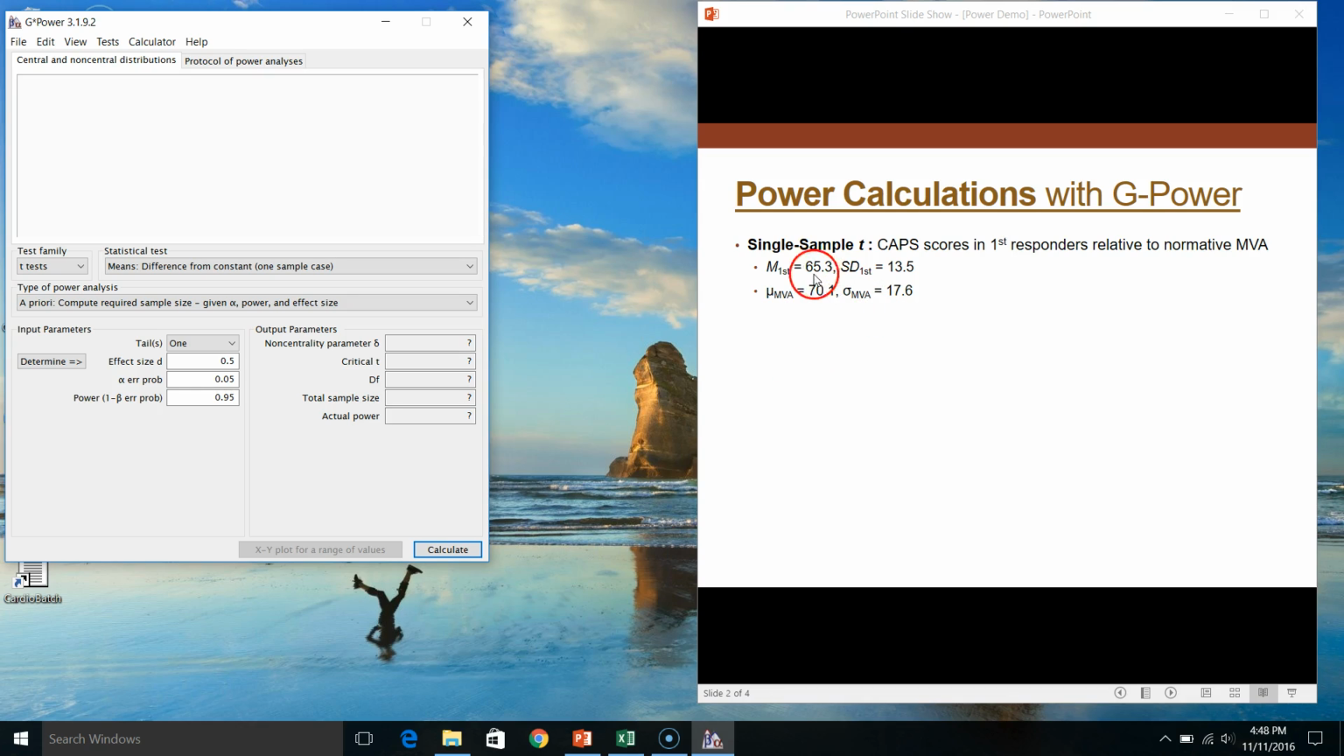So again, say that based on previous literature, we found that the average CAPS score among first responders has a mean of 65.3 and a standard deviation of 13.5. What we want to know is whether or not this is systematically lower, because maybe our hypothesis is that first responders are generally more resilient. This is why they've elected to be first responders. We're saying that PTSD scores in this group, we're expecting to be lower than some reference group of individuals who were in motor vehicle accidents. Our reference number for the motor vehicle accident group is a CAPS score of 70.1, and based on previous literature, first responder scores have a mean of 65.3 with a standard deviation of 13.5. What we want to know is, we want to run a study.